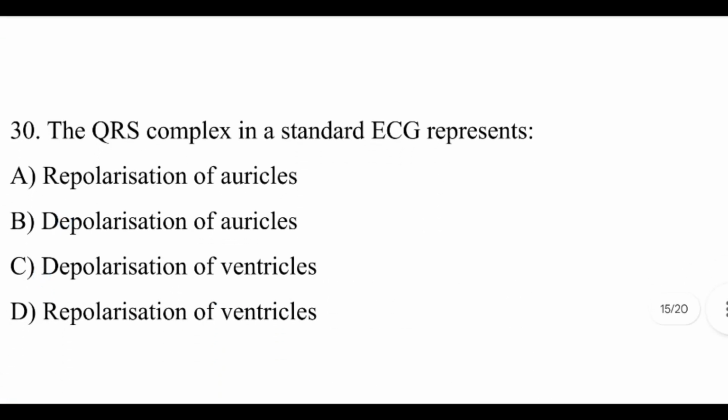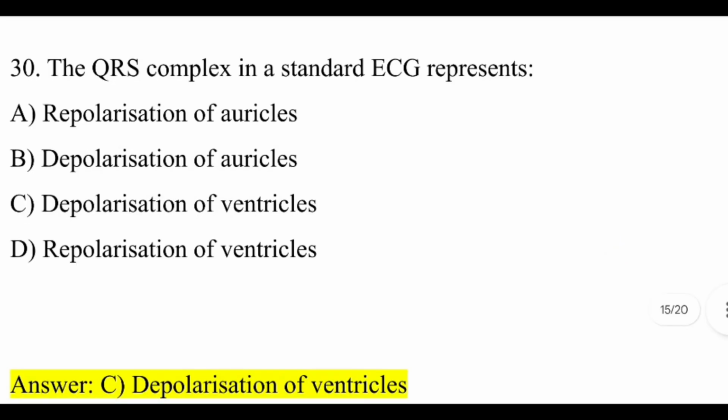Next, 30th question. The QRS complex in a standard ECG represents option A, repolarization of auricles. Option B, depolarization of auricles. Option C, depolarization of ventricles. Option D, repolarization of ventricles. The correct answer is option C, depolarization of ventricles.